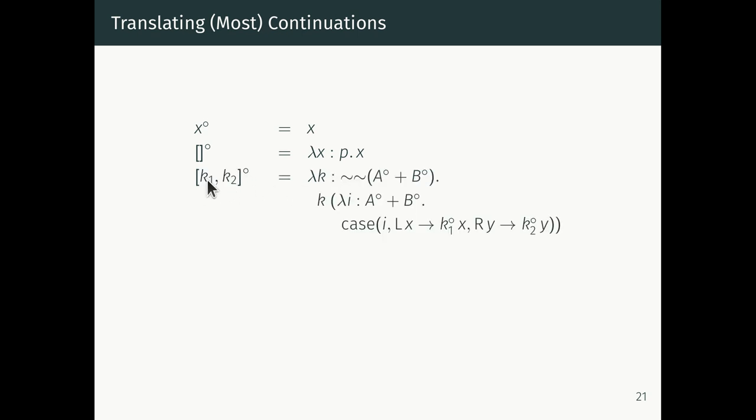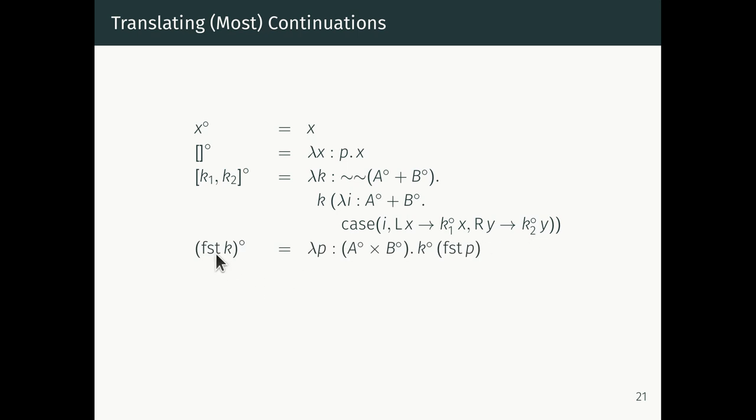And if you want to translate the pair of refutations K1, K2, then what we'll do is we want to refute the translation of A plus the translation of B, so we assume that we get something in the image of the translation. So it's going to be not (A translated plus B translated). And to this, we're going to give K a function which takes an A plus B, and if the tagged value is left, pass it the continuation K1, and if the tagged value is right, pass it the continuation K2. So again, on your own, draw these typing derivations. It will really clarify what's going on here.